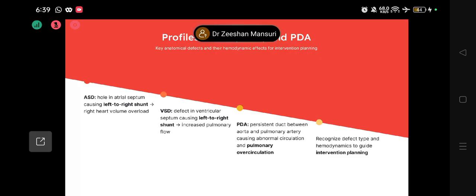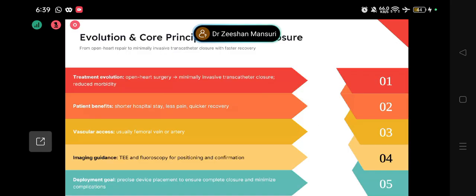So PDA is a persistent duct between the aorta and pulmonary artery, which usually closes within 24 to 72 hours of birth. So first of all, you have to do an echo and you have to recognize the type of defect, the hemodynamics of the defect, and plan the intervention, whether or not to plan the device as well.